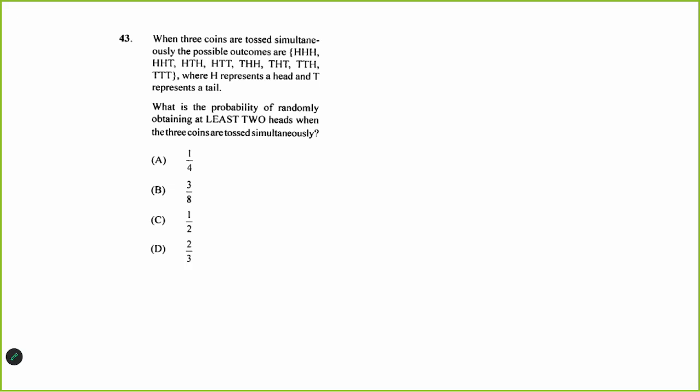23. What is the probability of randomly obtaining at least 2 heads? Right, we did this one and we got a half. So not this one because there are 3 heads, not this one because there's 1. We said the least amount is 2, right? Not this one, and not this one. 1, 2, 3, 4. So it'll be 4 out of 8, which is a half. C.